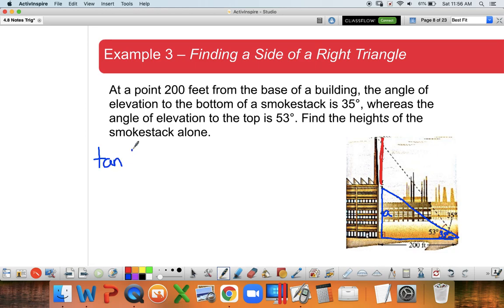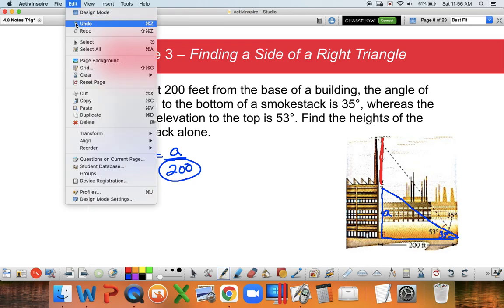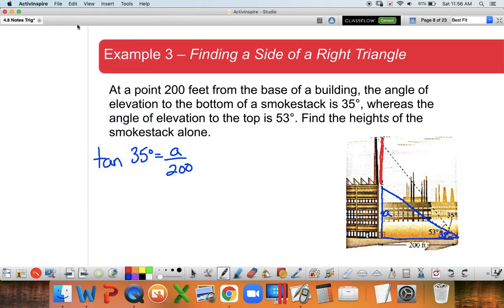So I'm going to say the tangent of 35 degrees is equal to A over 200. We know from our previous questions that when we have this set up, we're going to multiply both sides by 200. Make sure I'm in degree mode, and I get that A is approximately, now I'm going to keep all these decimals because I just want to make sure we are as precise as possible. So it's about 140 feet is that A value.